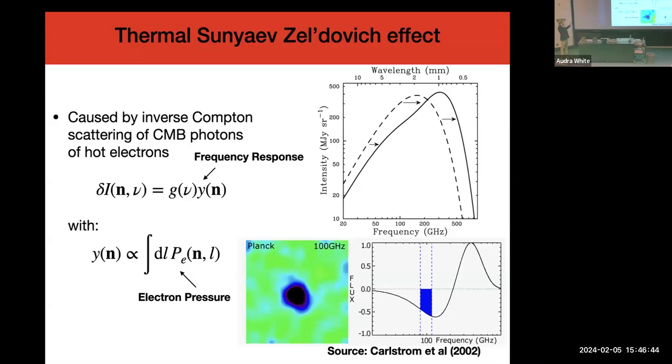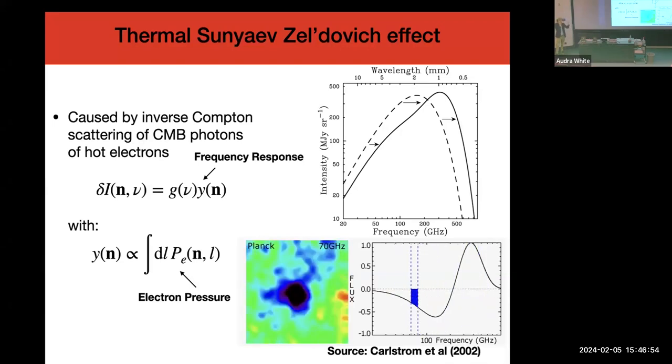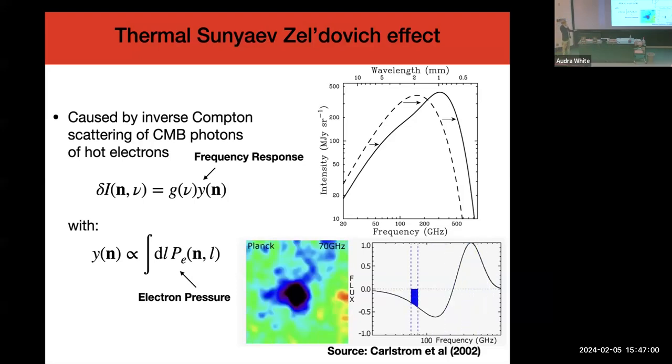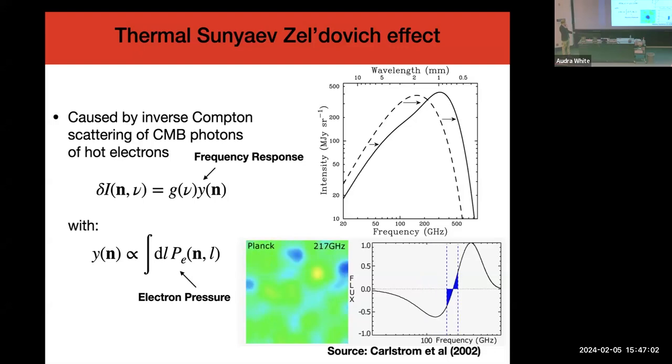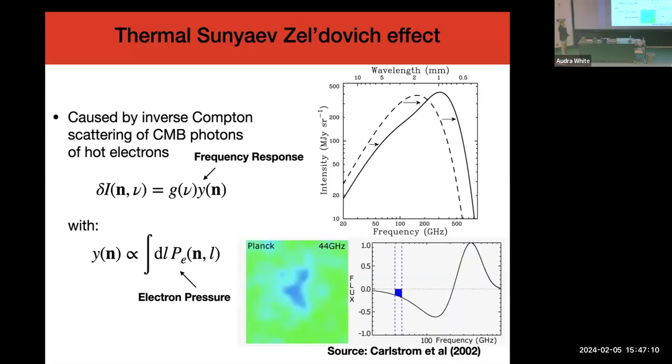So the first one is the thermal Sunyaev-Zel'dovich effect. This effect occurs as photons propagate through the universe and they encounter hot electrons, and these photons inverse Compton scatter off these hot electrons, gaining some energy. The result of this is that in the directions of lines of sight where we encounter hot gas, we get a shift of the spectrum of the CMB photons from this black body with 2.7 Kelvin to higher frequencies. They all gain energy.